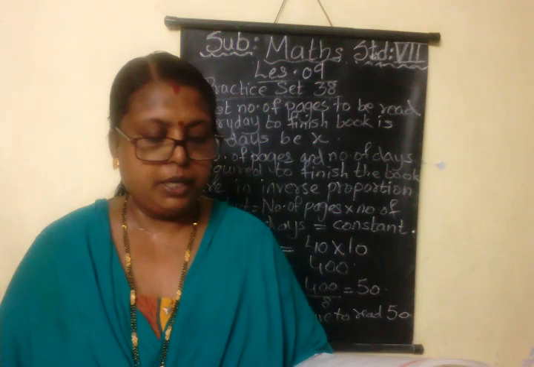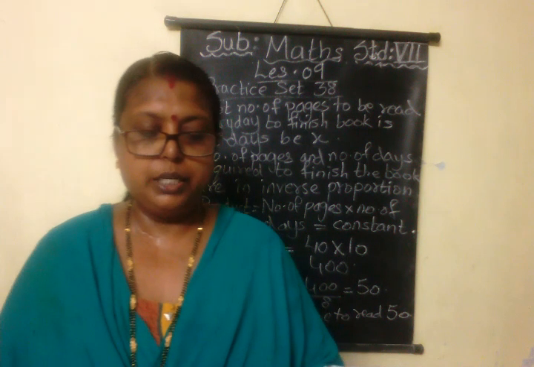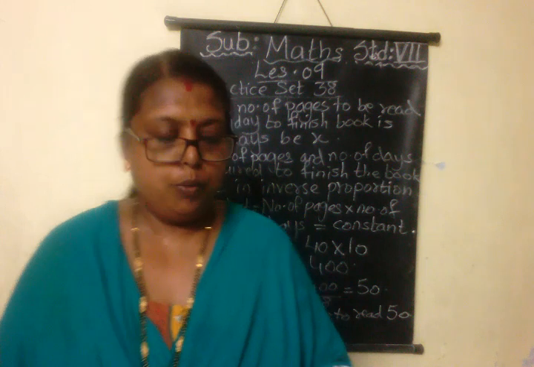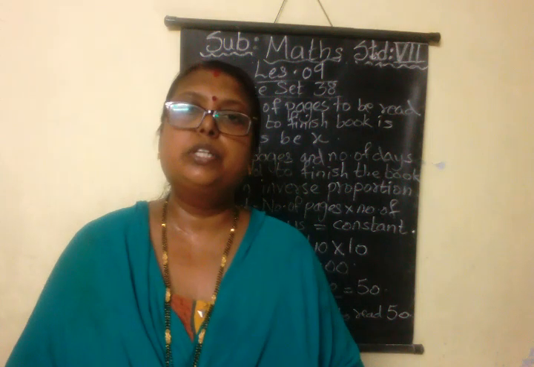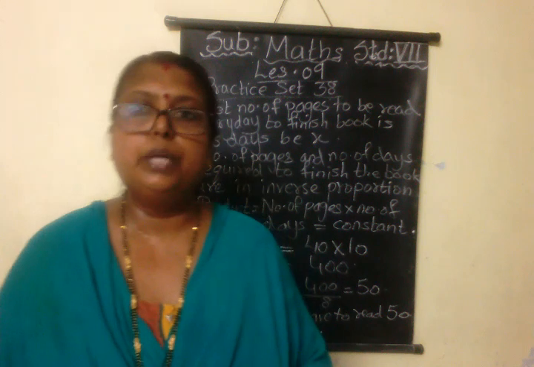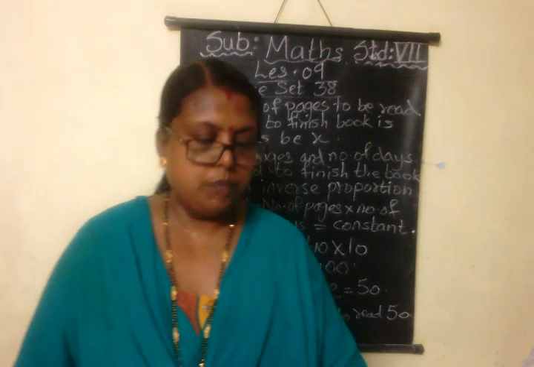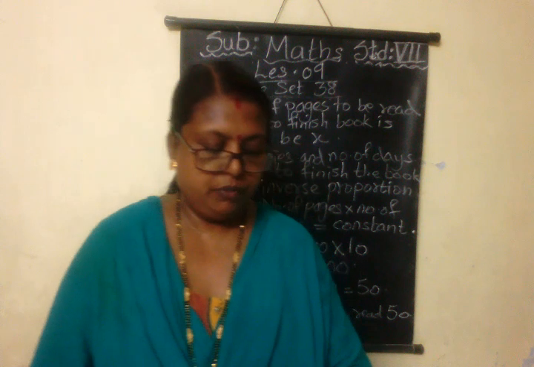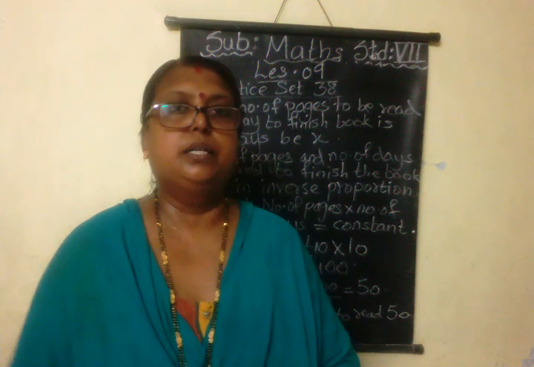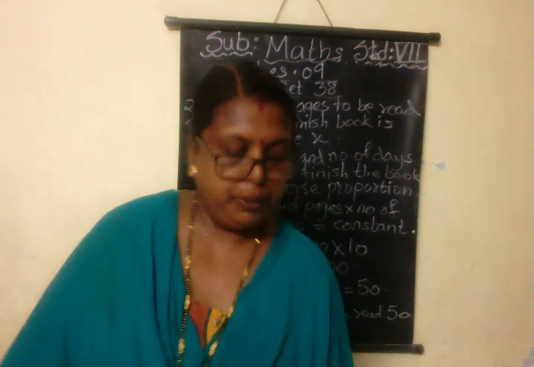The stock of grain in government warehouse lasts 30 days for 4,000 people. How many days will it last for 6,000 people? The answer you will get after calculation must be 20. Okay. So these two sums you will be doing as homework. In the next lecture we will go for the next topic, that is partnership, which is again a very important topic.